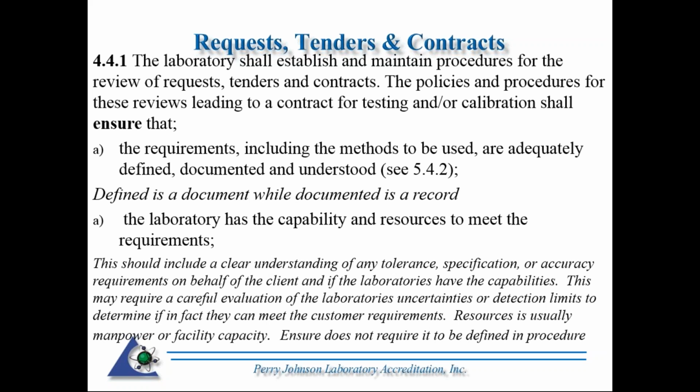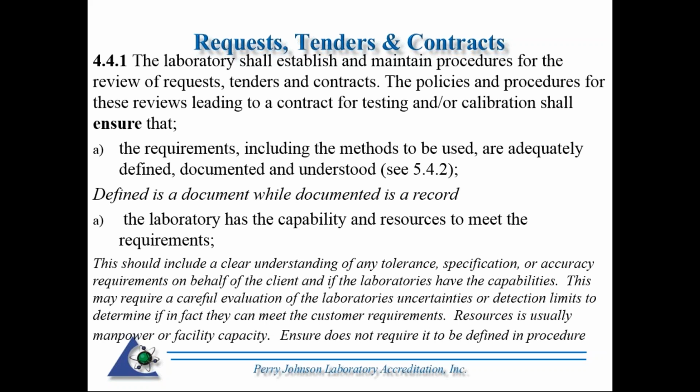So let's look at that. It says a requirement, including the method to be used, are adequately defined, documented, and understood. Defined as a document, i.e. a document is something that tells you how to do something, while documented is a record. So in other words, a record tells you what's been done. Hence, once the pen hits the paper, it becomes a record. So we're looking for both a document, and objective evidence via records that the process is actually being implemented.